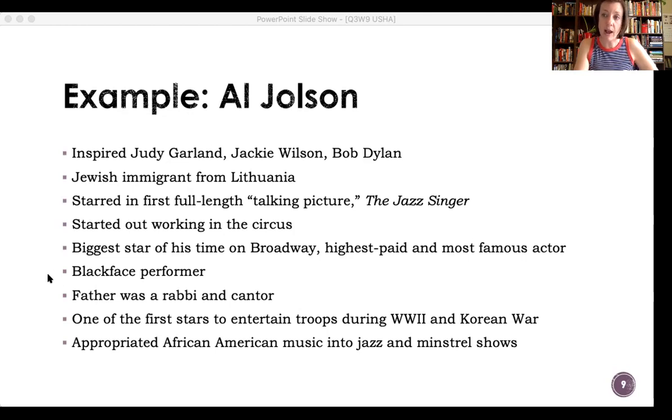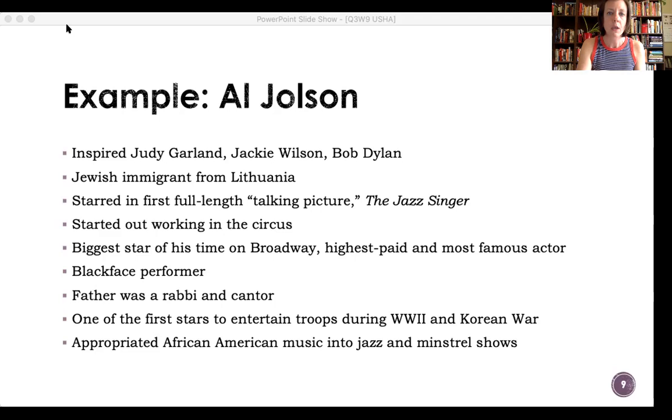His father was a rabbi and a cantor. He had very, very deep roots with his religious upbringing. He was one of the first stars to entertain troops in World War II and the Korean War to help boost the morale of men serving in the army. And he is also sometimes criticized for appropriating African-American music like jazz and spiritual music into the minstrel shows that he would perform in.